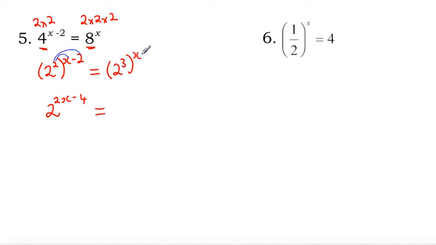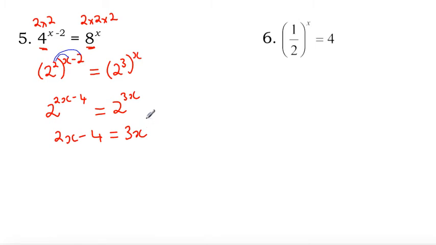Equals, do the same thing with the right hand side. We just multiply the powers, so it's 2 to the 3x. Again, these two things are equivalent. They are both to the base 2, so the only way they can be the same is if the exponents are equal. So that means 2x minus 4 must equal 3x.